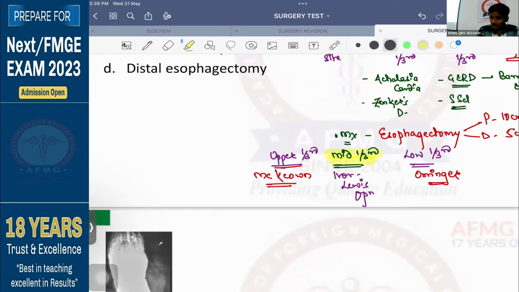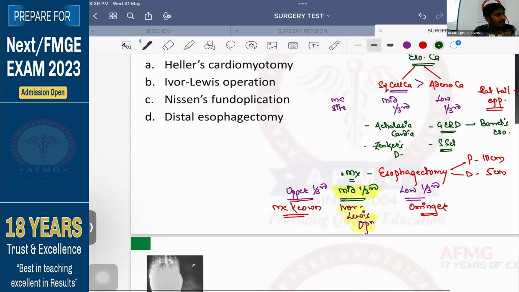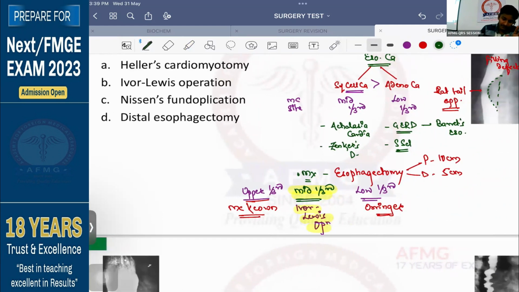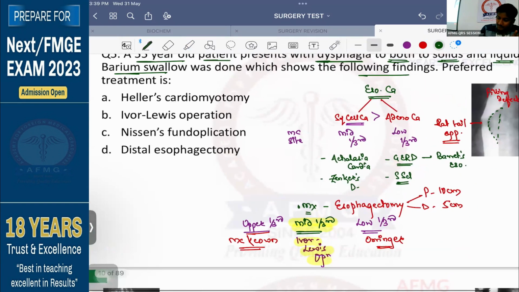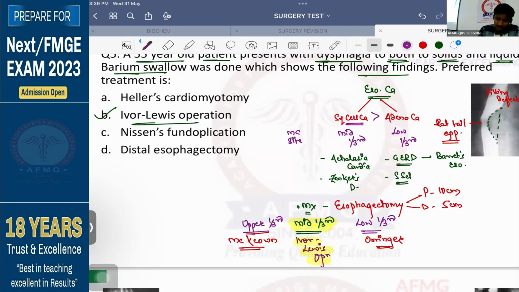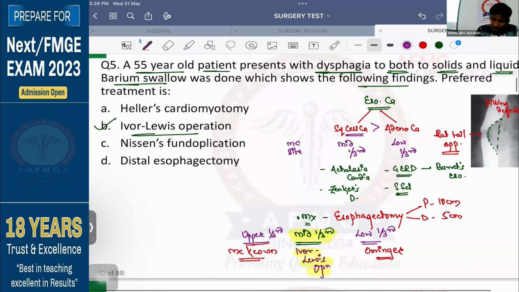So we know majority of the cases of esophageal cancer are in the middle 1/3. Any which ways, यहाँ भी barium swallow में दिख रहा है कि the filling defect is in the middle part of the esophagus. So definitely the surgery is called as Ivor-Lewis operation. Any which ways, I did not give you any other operation also. So no need to get confused. It was Ivor-Lewis operation straight away. Okay? That is important. Nielsen's fundoplication is the surgery of choice for which condition?